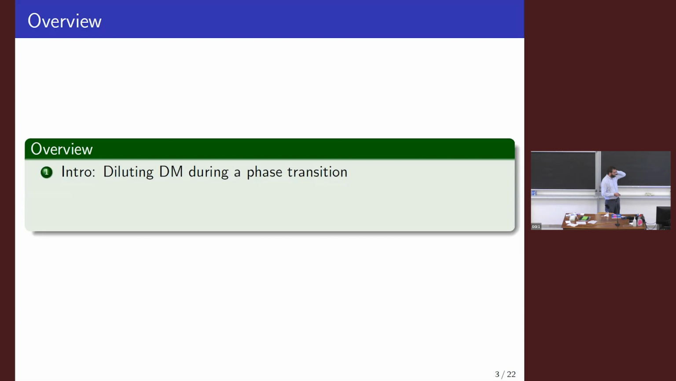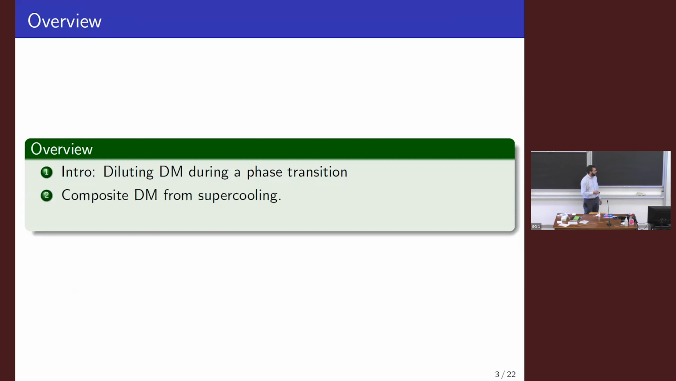First I'll talk about diluting dark matter during a phase transition, just some very generic comments to put everybody on the same page, and then talk about composite dark matter from supercooling, which is what we worked on, and extend that into a picture of a dilaton portal, where the dilaton communicates both to the standard model and to the exotic strong sector. And then, at the end, I'll briefly discuss the gravitational wave signal from supercooling.